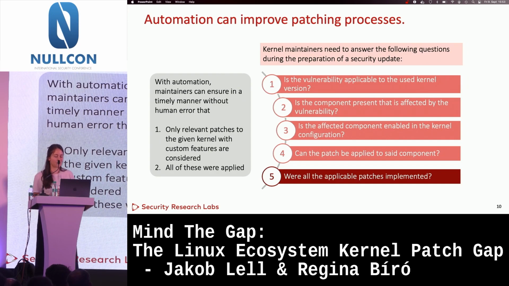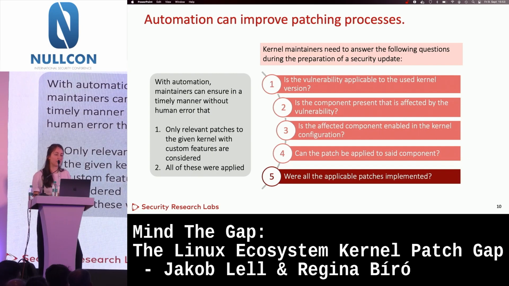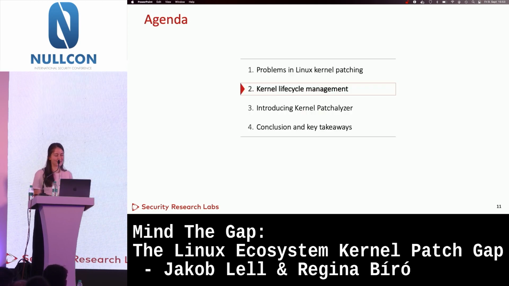And also a very important question: whether the patch can be applied to said component. This is due to your customization. It might be that you already completely changed the code in this component that you enabled. You might need to think of a custom patch solution, or you decide that you're not vulnerable to this. But this usually involves a manual process, regardless of automation or not. And finally, of course, you want to know whether all the applicable patches were applied or not.